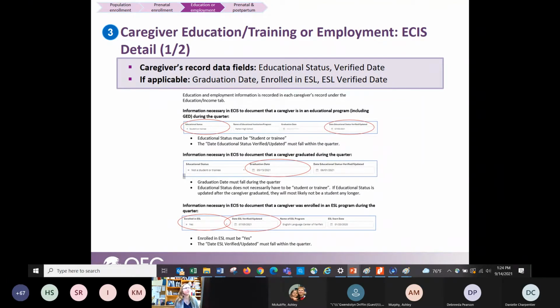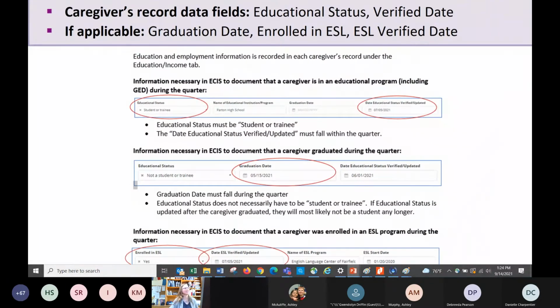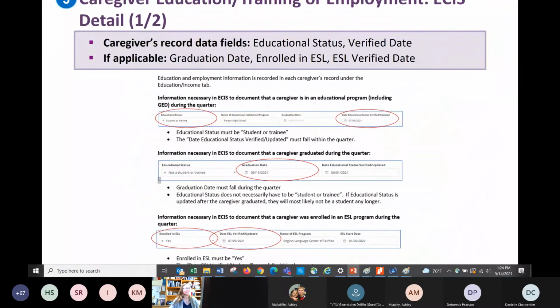So if the caregiver enrolled or stayed enrolled in school, that would be educational status. I'm actually going to make my screen a little bigger because that is awfully small. Bear with me for 1 sec so I can be sure I'm looking at the slide correctly. Okay. Oh, thank you. Oh, that worked even better than I thought.